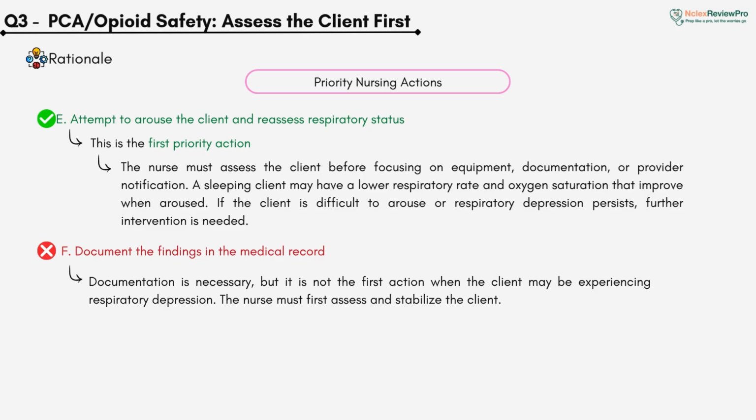Option F, document the findings in the medical record. This is incorrect as a priority action. Documentation is important, but it is not the first action when the client may be experiencing respiratory depression. The nurse must first assess the client and address safety.